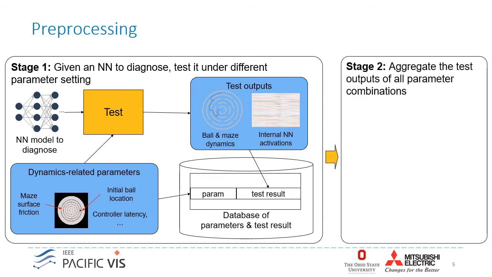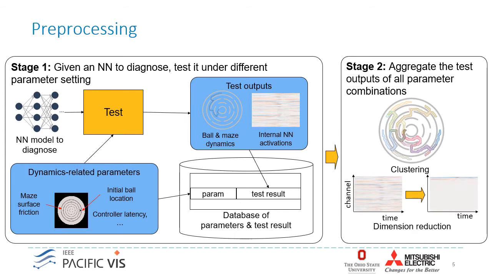Because this stage will generate lots of test results, the pre-processing includes one more stage to aggregate results, including clustering and dimension reduction. Later, DynamicsExplorer can utilize this aggregate information to interactively visualize and explore the model.